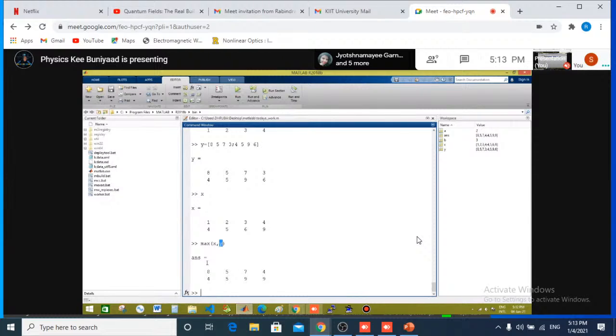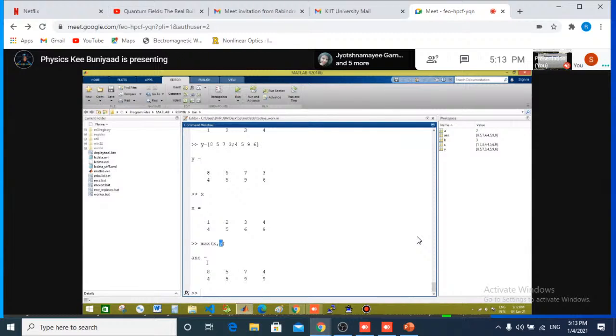So if I look at these 3. So 7, 3, if I compare 7 and 3, then 7 is the greater number, so it returns 7. So if I find the last element of both the matrices, here it is 6 and here it is 9. So 9 is the greater number, so it will return you 9.